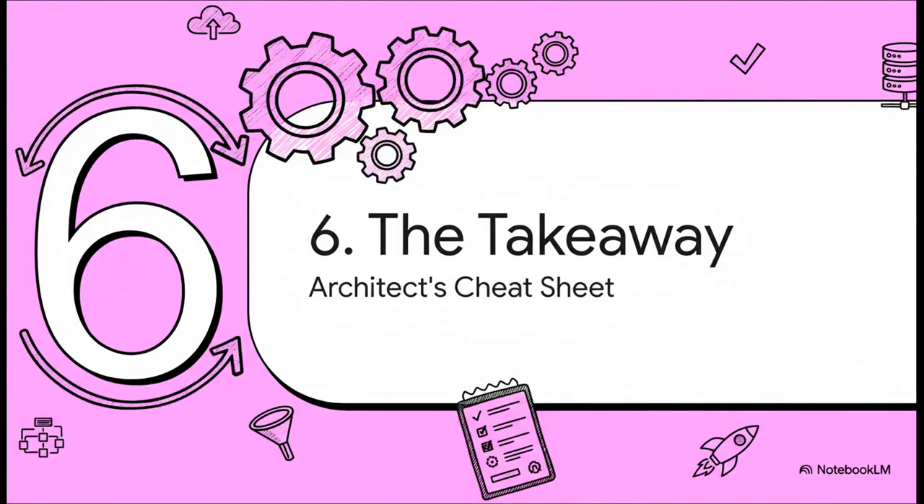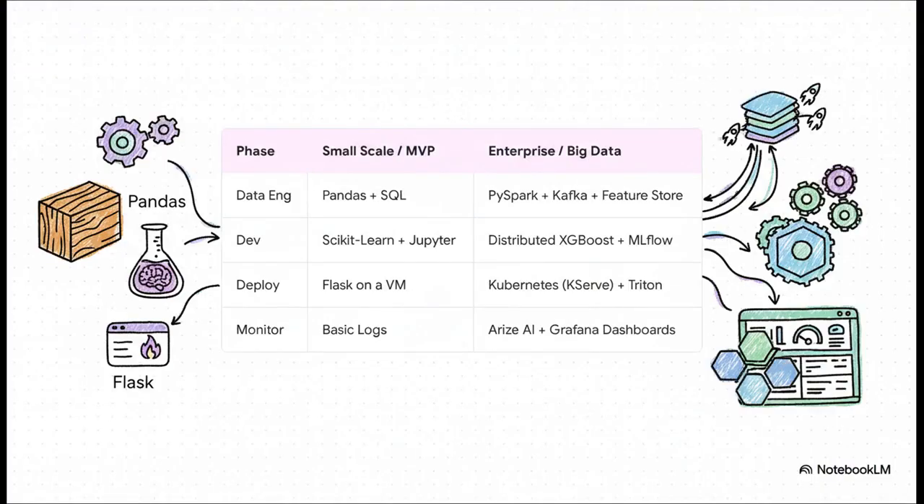So, we've walked through the entire life cycle, from a simple idea all the way to a live production system. Let's put it all together now into a really practical takeaway, a kind of cheat sheet that shows how the tools and the complexity grow as a project gets bigger. Think of this table as your guide. If you're building a small proof of concept, you can totally get by with simpler tools, like pandas for your data, scikit-learn for development, and maybe a basic Flask app for deployment.